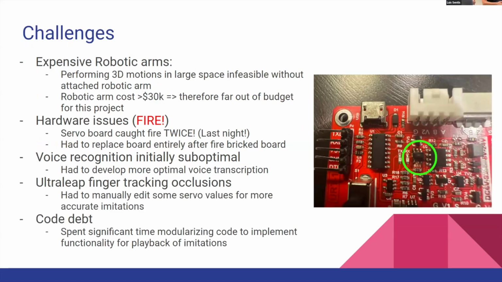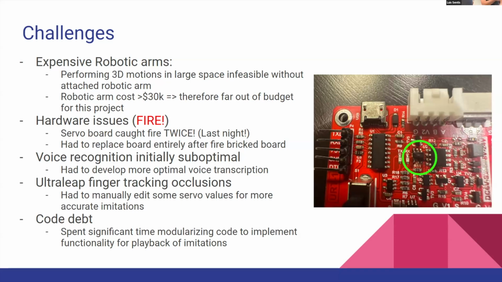Challenges: hardware sucks. We wanted a robotic arm initially, but it's quite expensive, and the challenge of building one ourselves is a bit out of scope for this class. We decided to focus on getting good software. In terms of hardware, this little red board here caught fire last night. We had to replace it. It completely burnt out. Thankfully, we had a second one, because it takes 2 weeks to ship here. It actually caught on fire, with a bright flame. Voice recognition was initially suboptimal, so we had to modify our implementation of that.